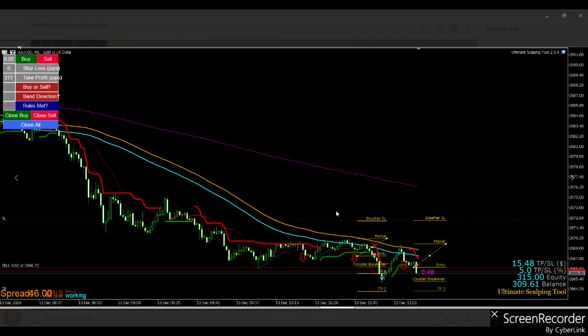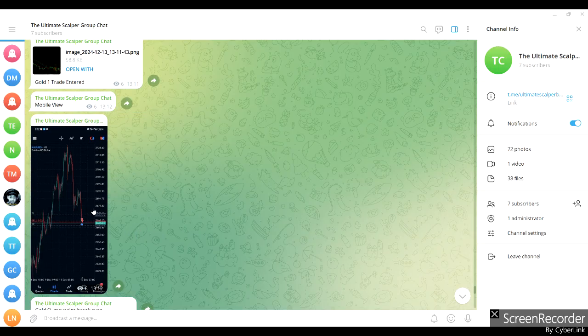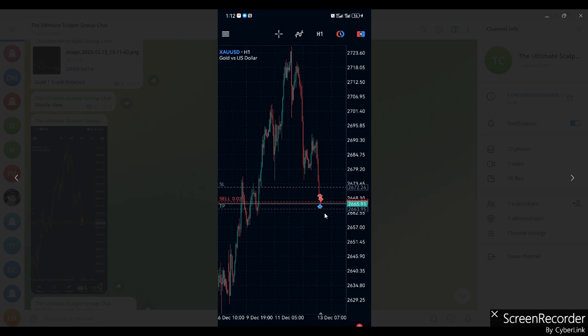Then another gold trade came. Remember the first one we took when it broke the green line. We entered. We took our 1:1, our first TP. It came again. It broke again with this candle. I took the signal here. It also gave me a signal here. I entered. Second gold trade, and this is how it was looking on the mobile.